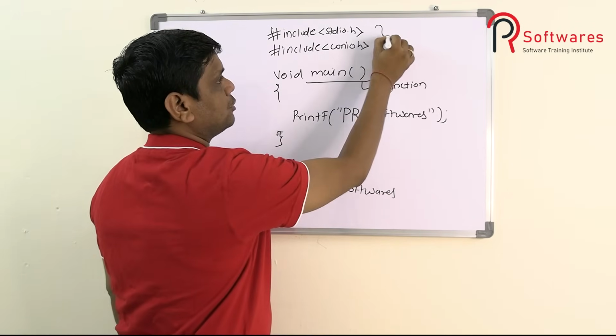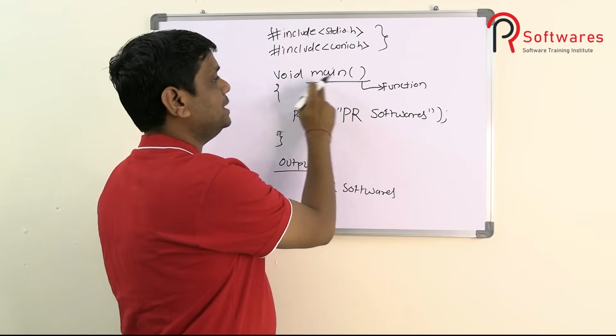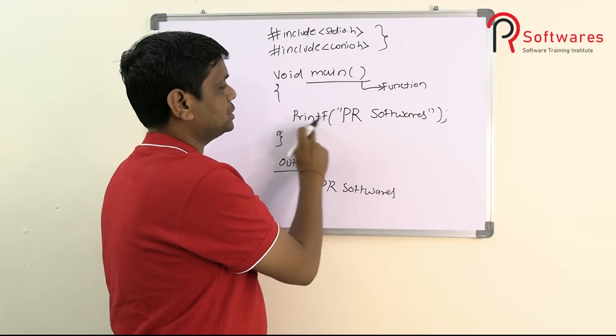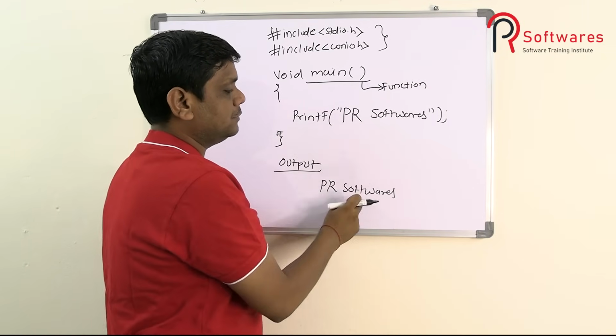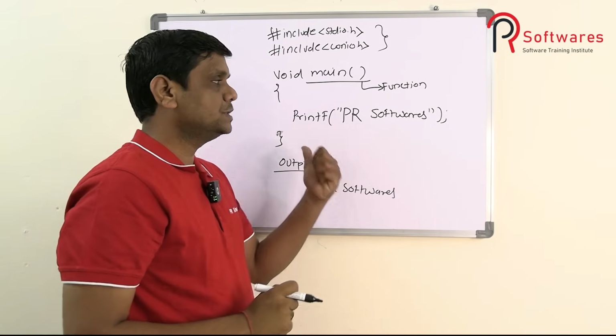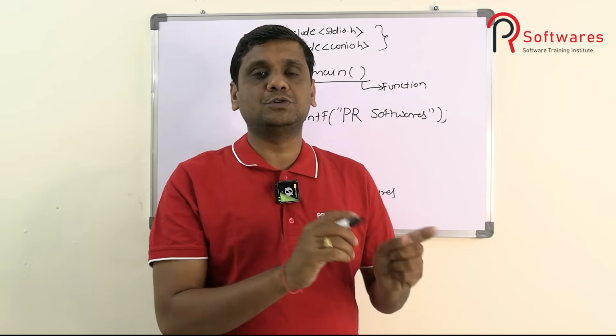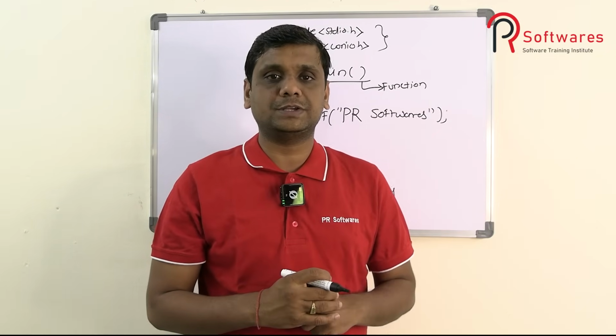Let us quickly revise. The first section we call the header file section. Void main is called the function. If you want to print anything, we write it in the double quotation of printf. Whatever we write will come on the output screen. We will see the same things in a practical way, so let us execute this program, then we'll go to further things.